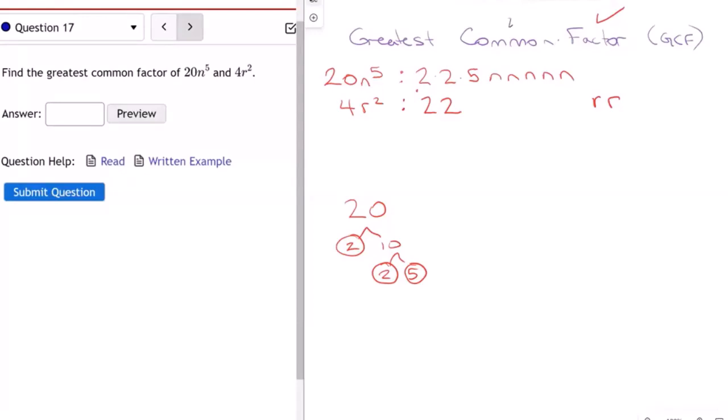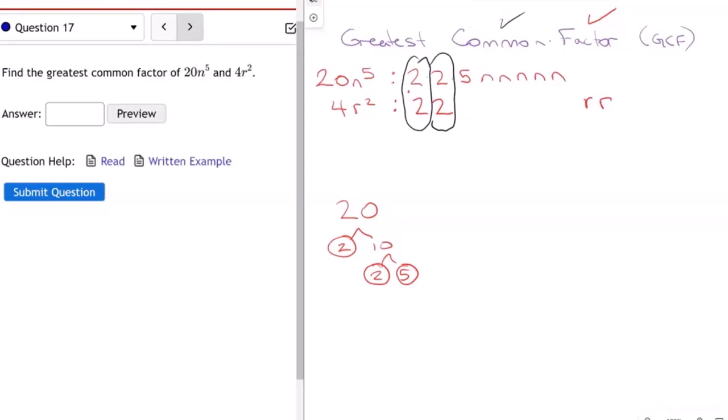I'm going backwards. I factored. Now I want to find what they have in common. Well, they both have a 2. Oh, they both have 2 2s. They both don't have a 5. The top one only has n's. The bottom one only has r's. My greatest common factor is 2 times 2, which is 4.